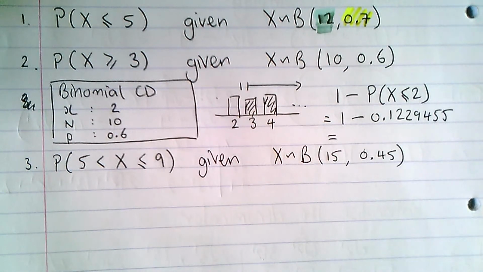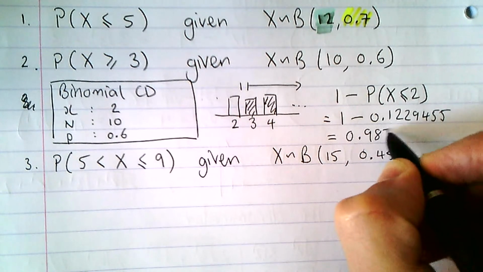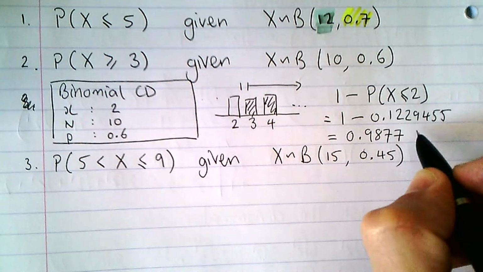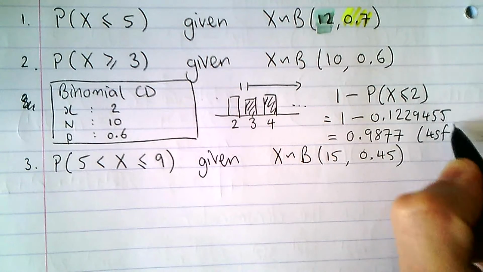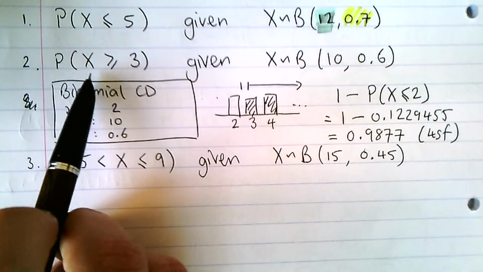So I'm just going to take that away from 1 now. So I get 0.9877, and that's to 4 significant figures. So this here is the probability that x is greater than or equal to 3.